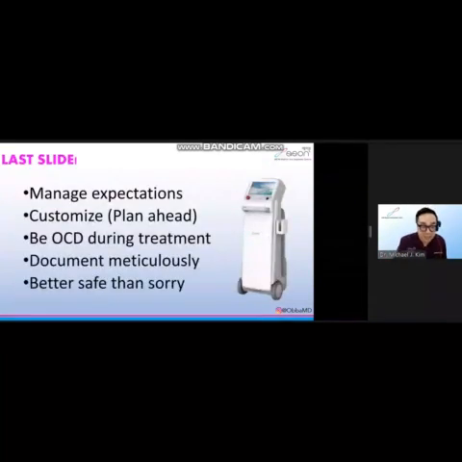So, last slide. Manage expectations. Customize, be OCD during the treatment, document meticulously, and always, it's better to be safe than sorry.